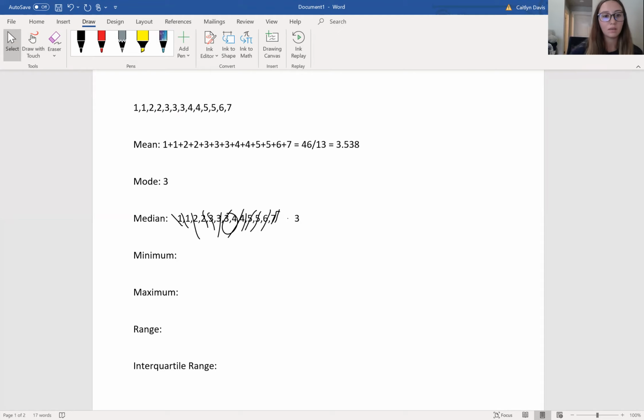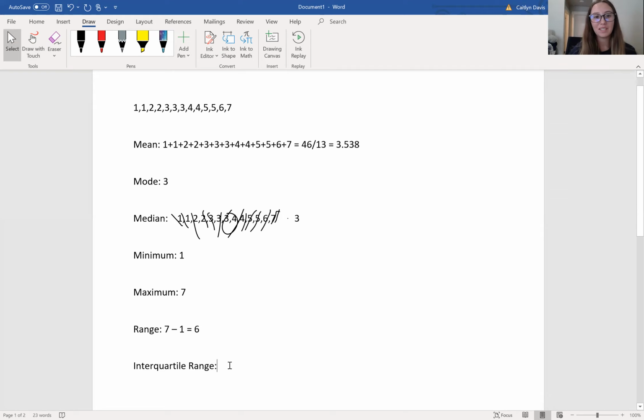So for our minimum, we just look at the lowest number of the data set, which is going to be 1. And this is moving into measures of dispersion. Our maximum is going to be our highest number, which is 7. So for our range, what we do is we subtract the lowest number from the highest number. So we're going to do 7 minus 1, which will equal 6.